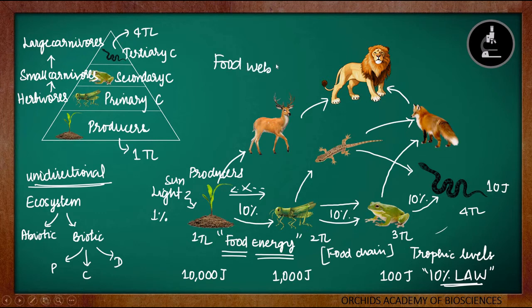So what is happening here? Instead of a straight line food chain which we were getting earlier, we are now getting a branched connection, or multiple interconnections of food chains, and this is referred to as the food web.